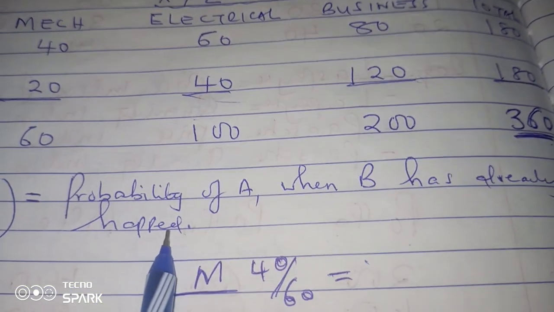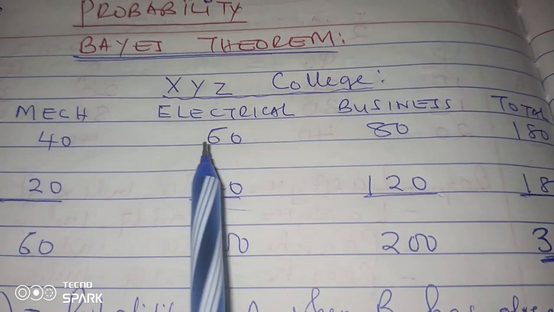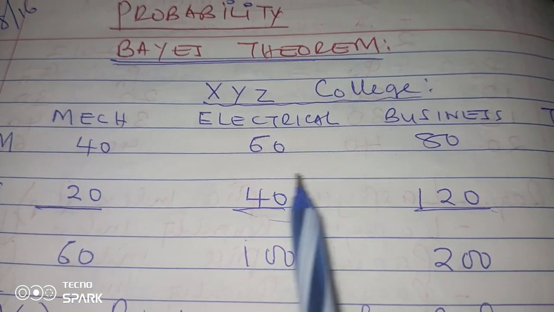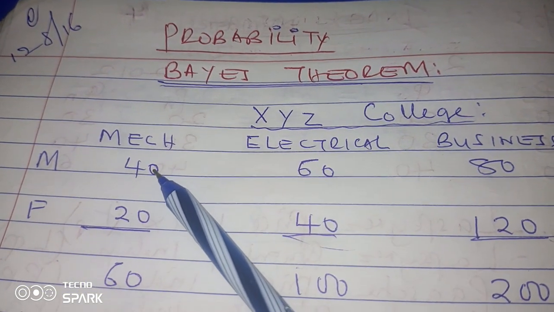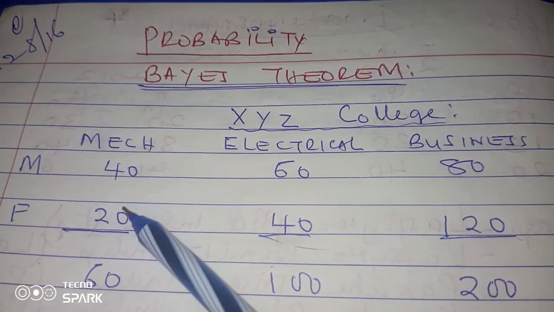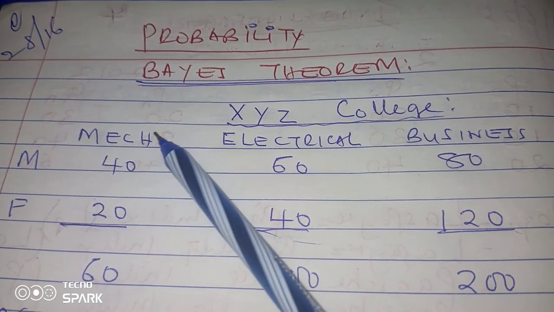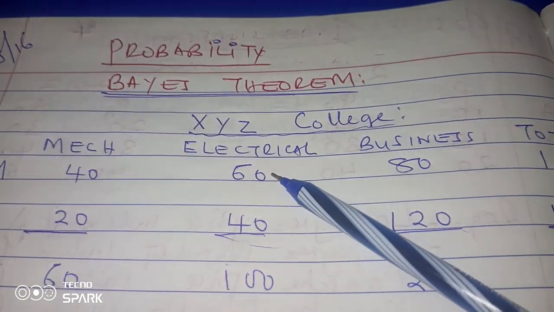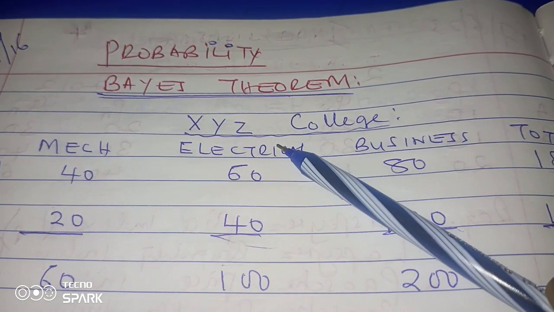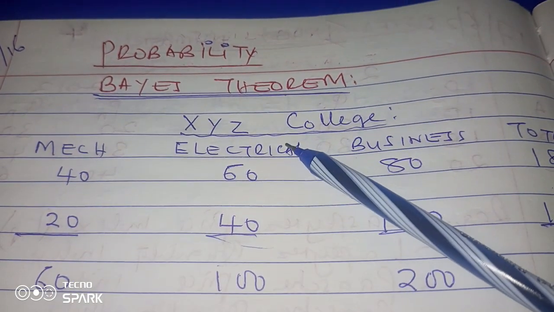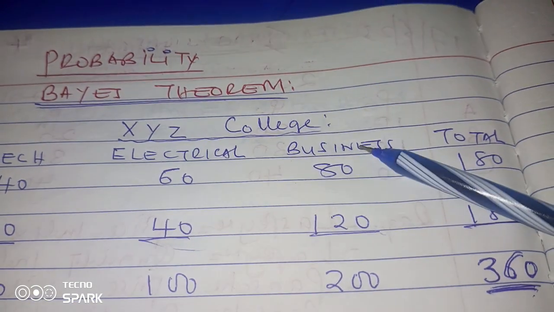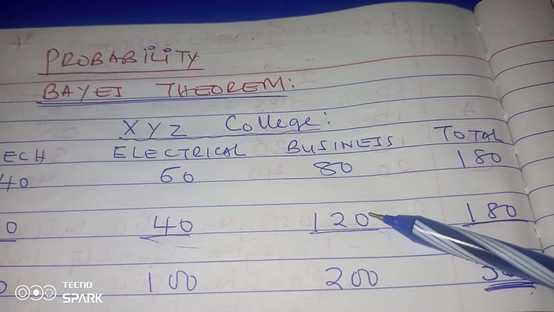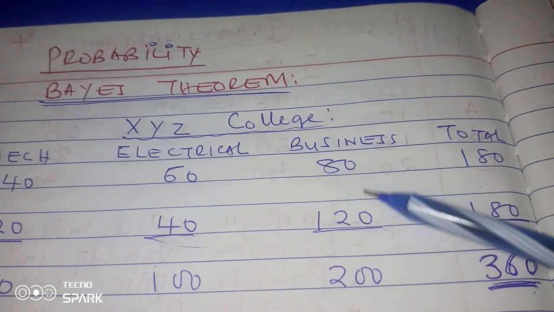Right. In answer to this question, the examiner is asking: what is the probability of picking a male student in mechanical, a female student in mechanical, a male student in electrical, a female student in electrical, a business student that is male in the business department, and a female in the business department?